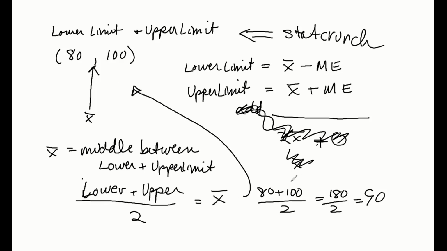Does that make sense? Yes. Okay. And I think that's exactly how I did it. Okay. And then to find the margin of error, you can just take that X bar and subtract the lower limit. So 90 minus 80 is 10, and that's the margin of error.